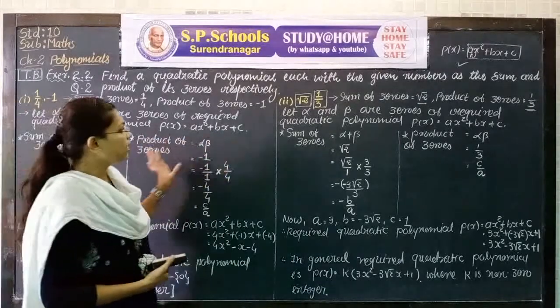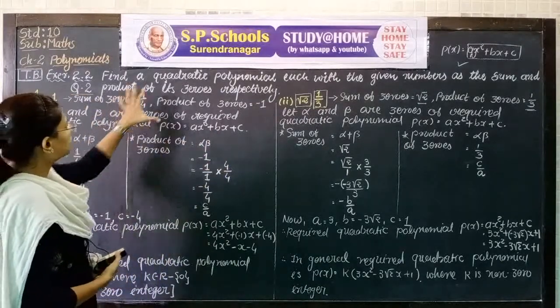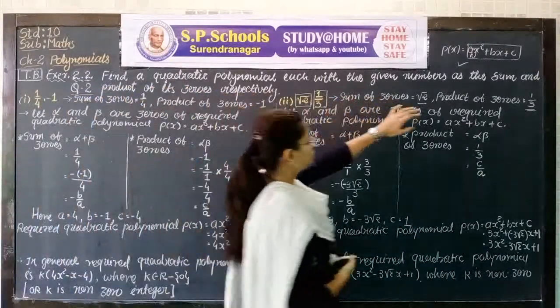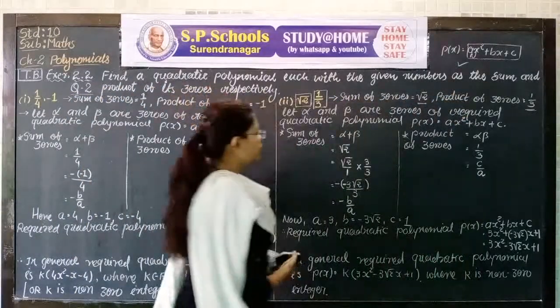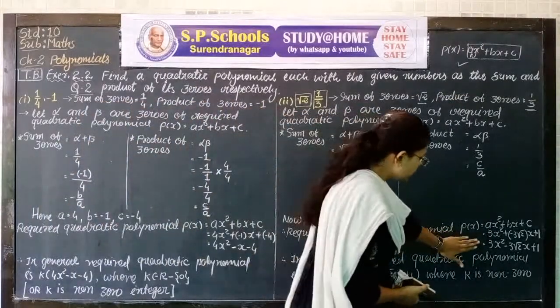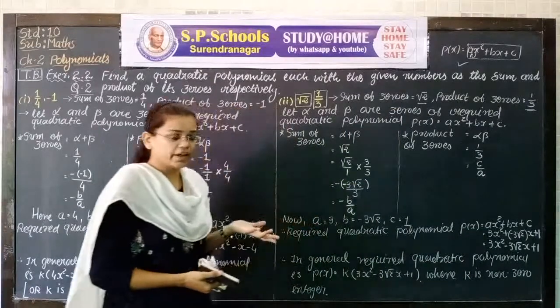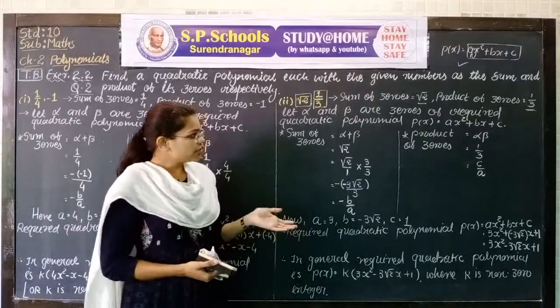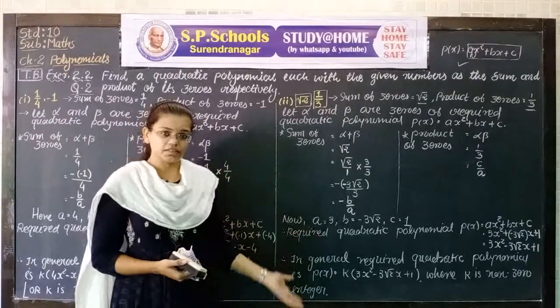These two examples are of quadratic polynomials whenever the sum and the product of zeros are given. To verify whether this polynomial is correct or not, how to verify, now you are all capable of that. In the next session we will learn the next questions.